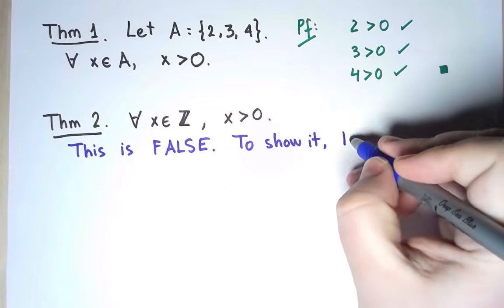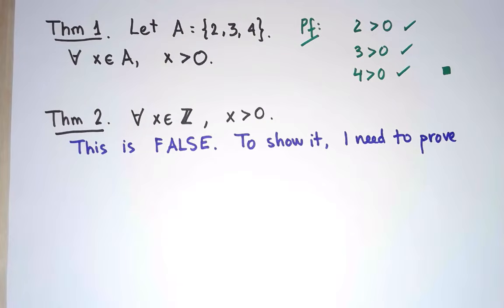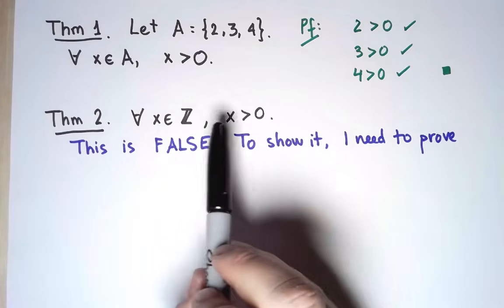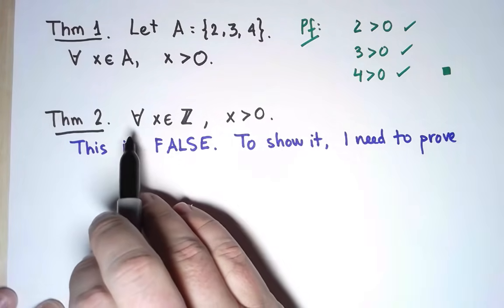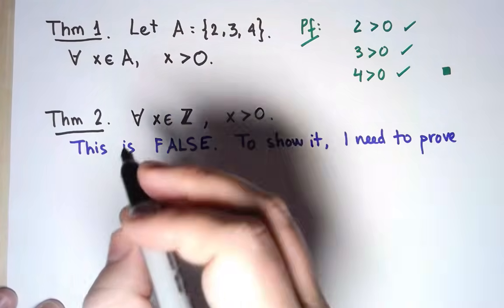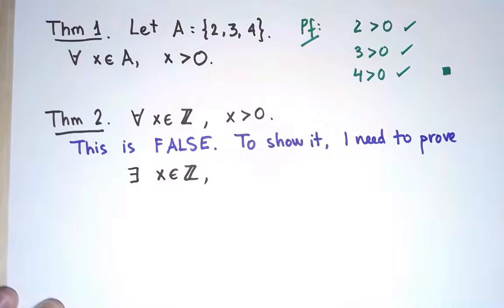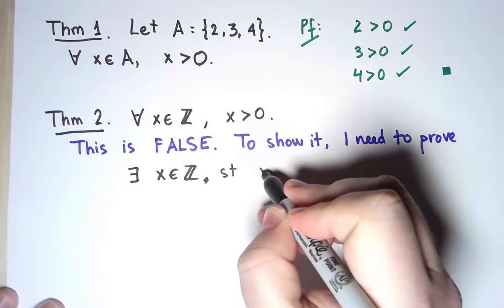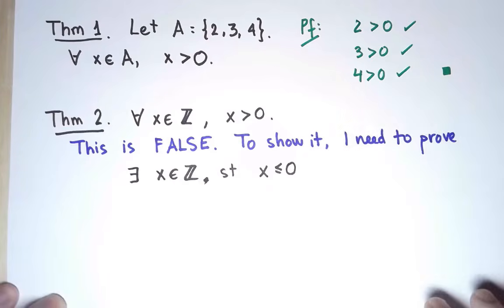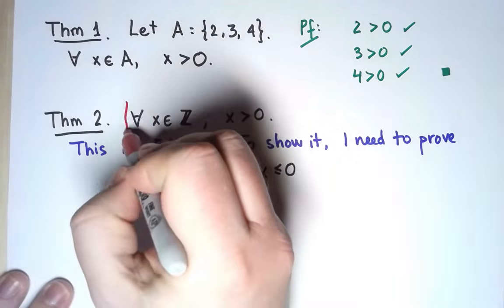What do I need to do to show it is false? I need to prove that the opposite of the original statement is true. What's the opposite of saying that for every integer x, x is positive? What does it mean to negate that? Well, to say that it's false that every integer is positive is the same as saying that there exists at least one that isn't. So there exists at least one integer x such that x is less than or equal to 0.